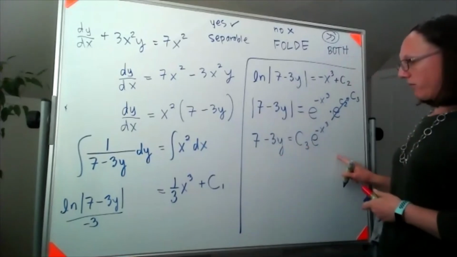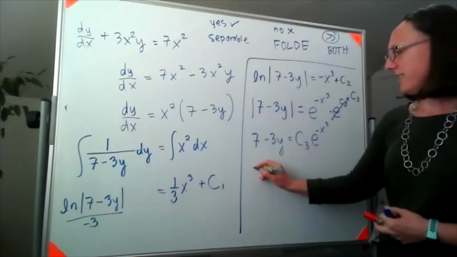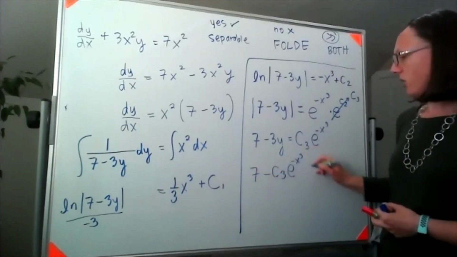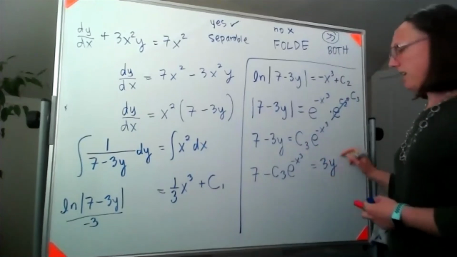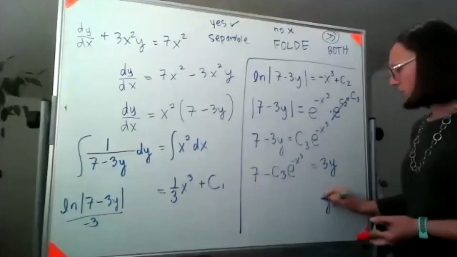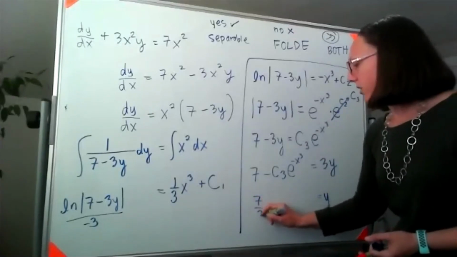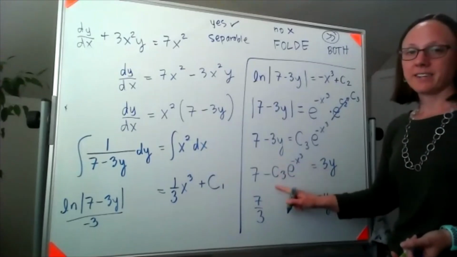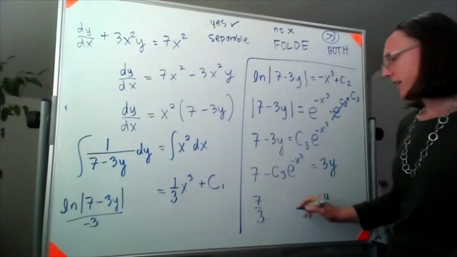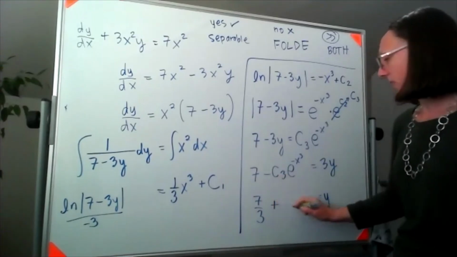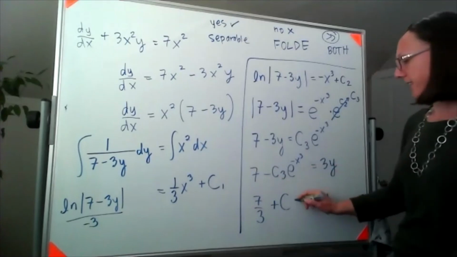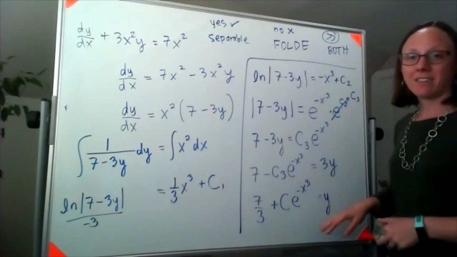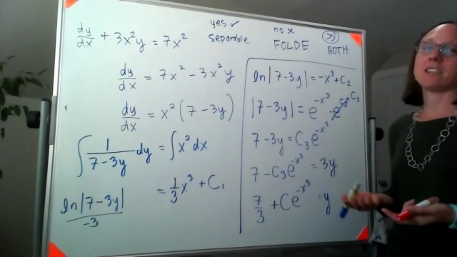I can move my 3y over here, subtract this over, so I'd have 7 minus C3 e to the negative x cubed is equal to 3y. And finally, divided by 3, y would be equal to 7/3. And if I divide by 3, a constant divided by 3 is still a constant. So I could call that 7/3 plus our final constant times e to the negative x cubed. Notice we got to exactly the same answer that we did when we treated it as first order linear.